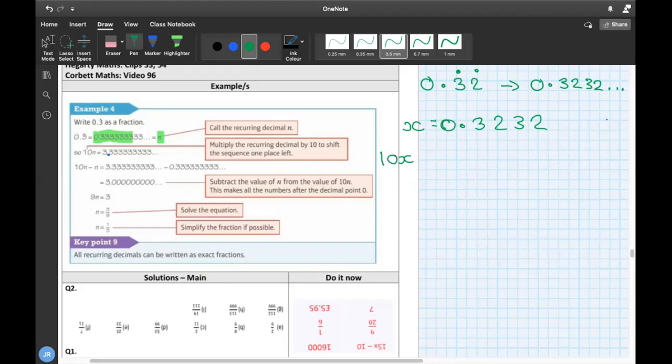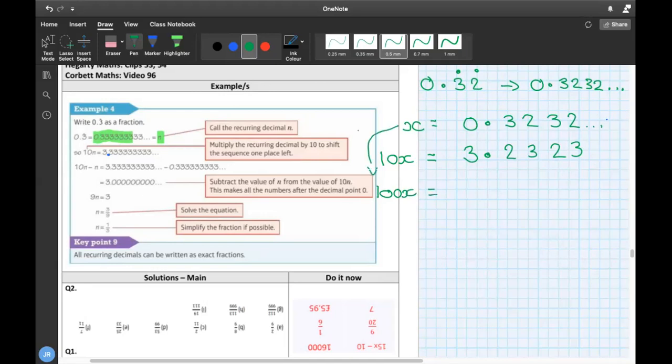Now, it's really helpful here if you can try and keep everything in line. I'm just going to rub these out to give myself a little bit more space, and you'll see why in just a moment. So that was equal to 0.3232. If we multiply by 10, the decimal is going to jump one position, and everything else will just move along. Now, as you can see, these do not match up. We've got 0.3232, but then in 10x, we've got 3.2323. So that doesn't work.